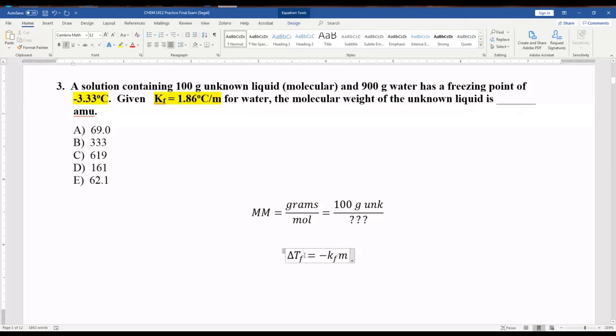Now, let's see what we have here. We're looking at this particular formula. What are the pieces of information that we are given in this problem that we can substitute in? The change in temperature and the KF value, exactly. So the change in temperature is this negative 3.33 because it says the solution has a freezing point of negative 3.33. So this problem actually does expect you to know the normal freezing point of water.